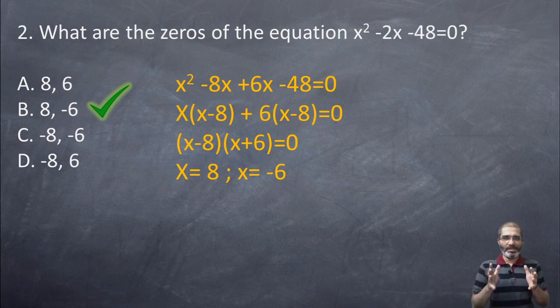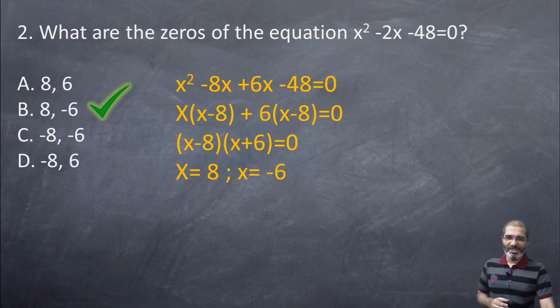We have to find the zeros of a quadratic equation. Simply we have to solve the equation by factorization method. You can have a look at the solution. So the correct answer is 8 and -6. That is option B. Let's start with the third one. Here we go.